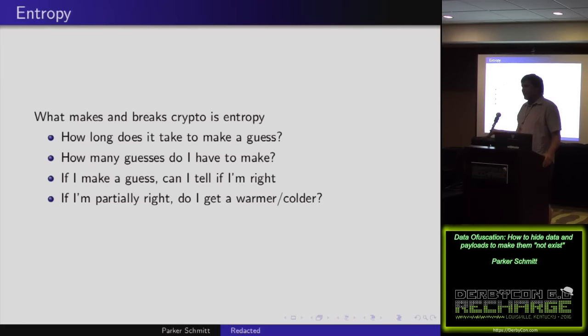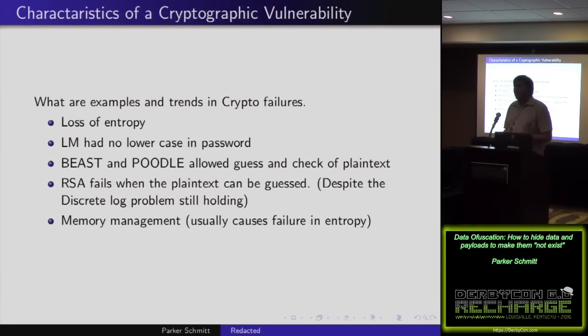So what makes and breaks entropy? What should you think about? First of all, how long does it take to make a guess? If you have a perfect crypto system and you have a 256-bit key size, ideally you need 2 to the 256 guesses, which at that point makes it impractical. And so you have to understand how many guesses you have to make.